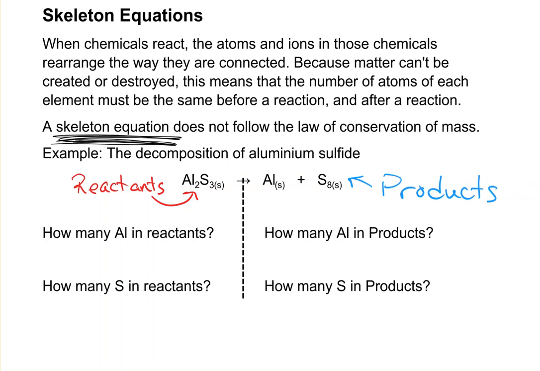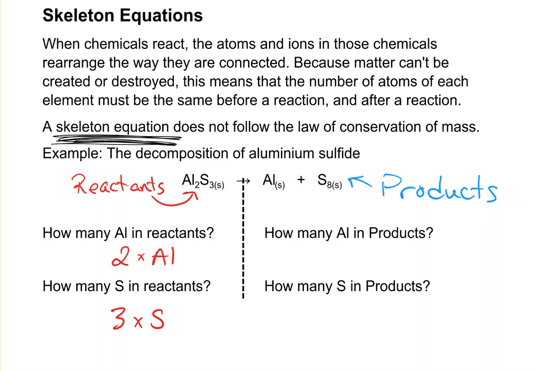So let's take a look at the reactants. How many aluminums are in the reactants? Well, I see 2 aluminums. So we've got 2 times Al, 2 aluminums in the reactants. And how many sulfurs are in the reactants? Well, I see 3 are in the reactants, so 3 sulfurs are in the reactants.